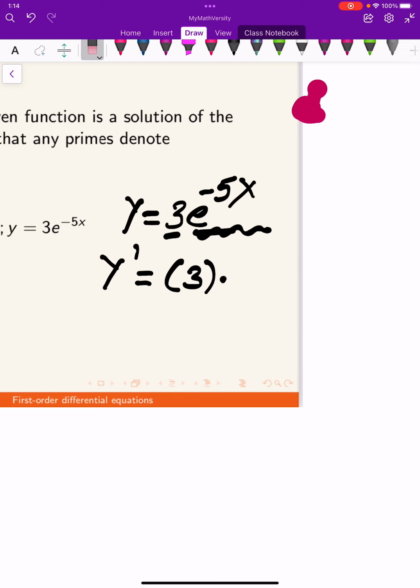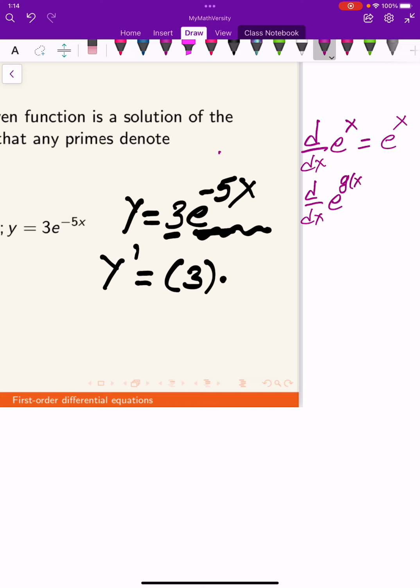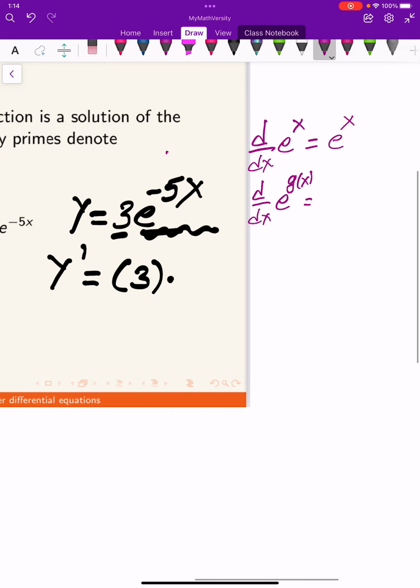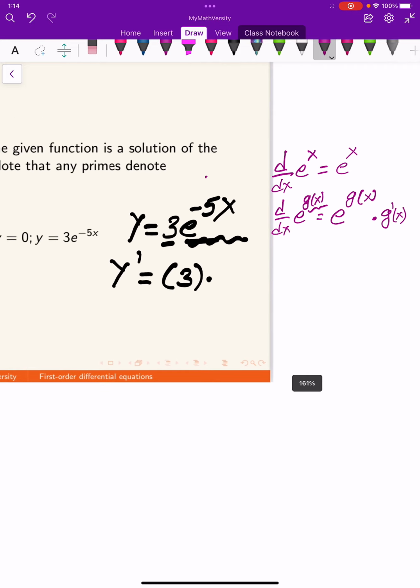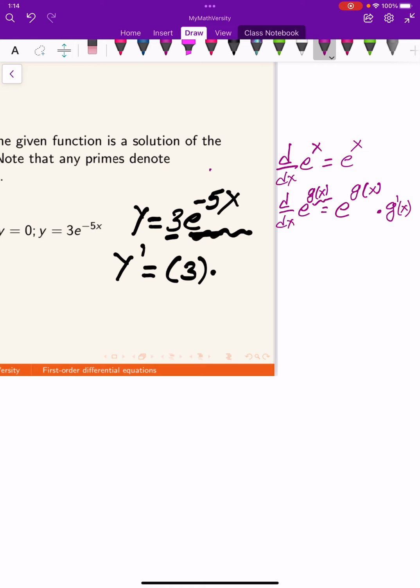The derivative of e to the power x is e to the power x. But if you have a function that is composed with the exponential function, something like e to the power g of x, then its derivative, by the chain rule, is e to the power g of x as it is, but also don't forget to multiply by the derivative of g of x with respect to x, which is g prime of x.